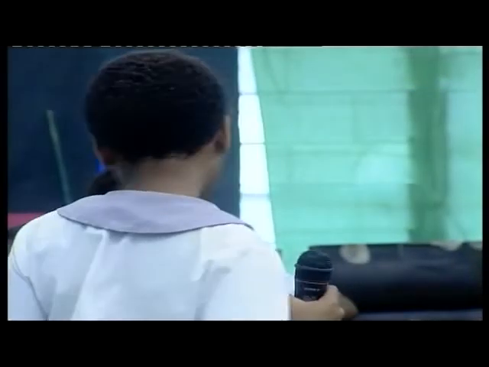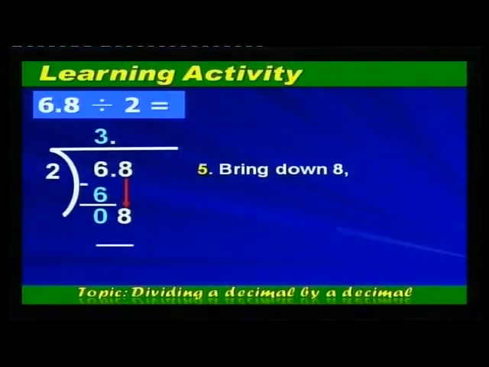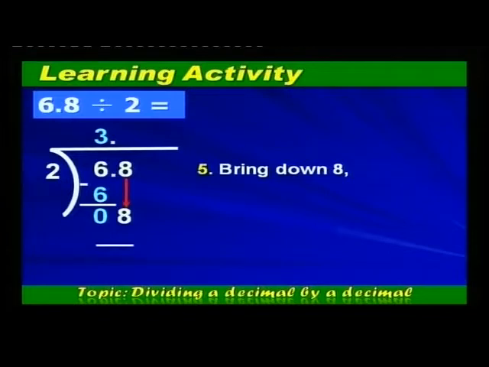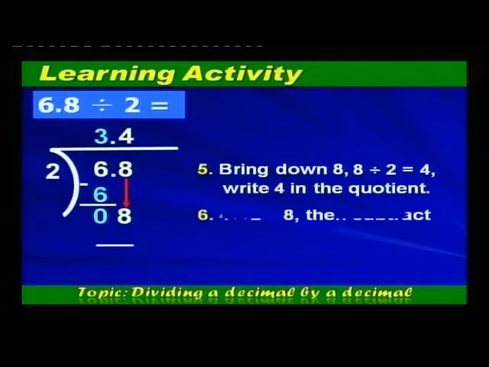Divide. Well done. You will divide 8 divided by 2. You get 4. So you place 4 in the quotient. 4 times 2 is the next thing you will do. You will multiply. So 4 times 2 is 8. You place 8 in the quotient, then subtract 8 minus 8 is equal to 0. Do we divide further? No, that's the end of our long division.